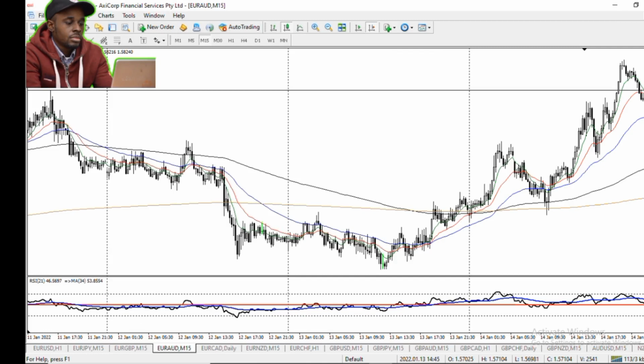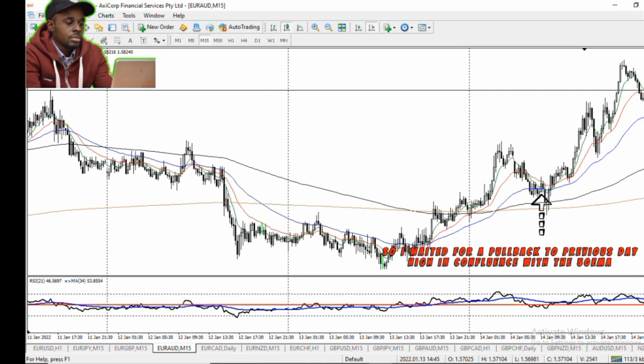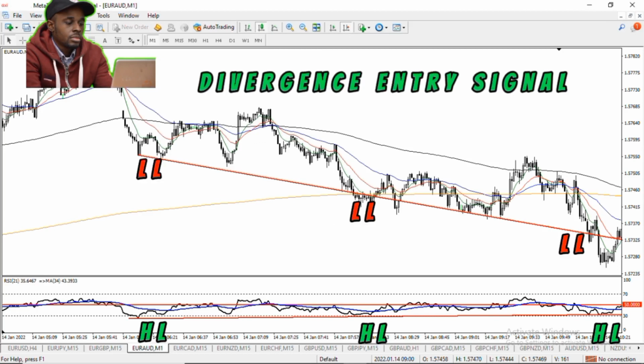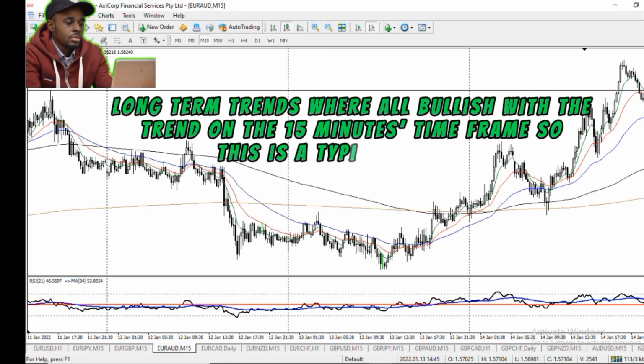As at the time of entry, prices had not yet exceeded the ADR, so I waited for a pullback to previous day high in confluence with the 50 exponential moving average, switched over to the 1 minute chart and waited for the divergence entry signal before executing my trade. I also loved the fact that long-term trends were all bullish with the trend on the 15 minute time frame. So this is a typical A plus setup.